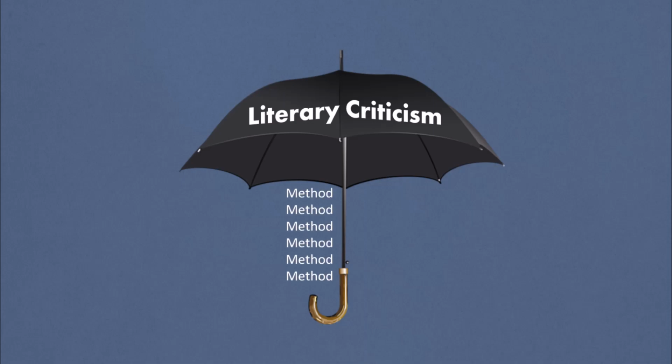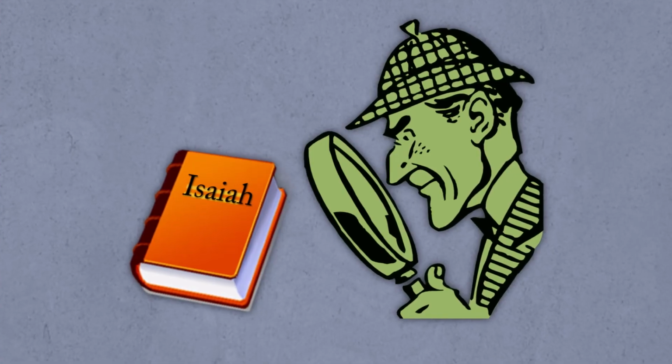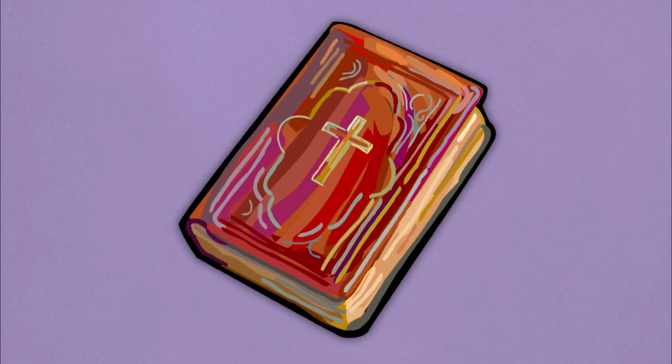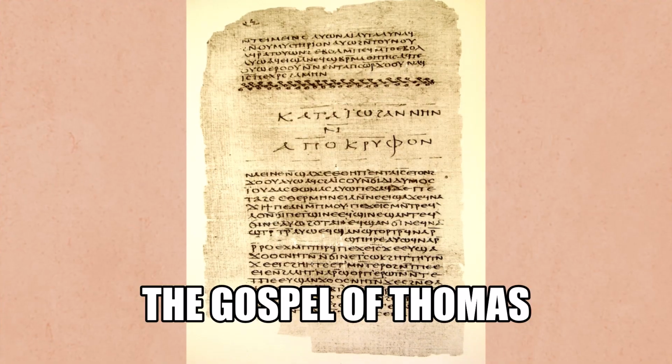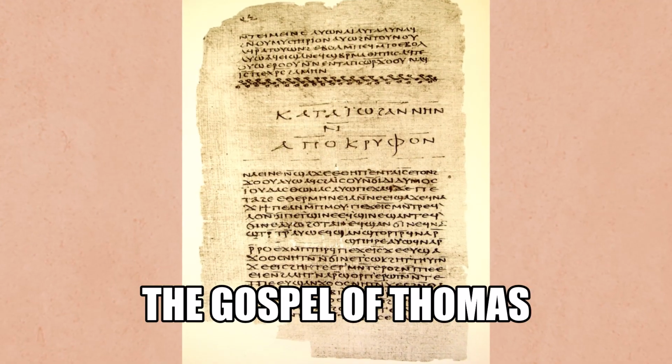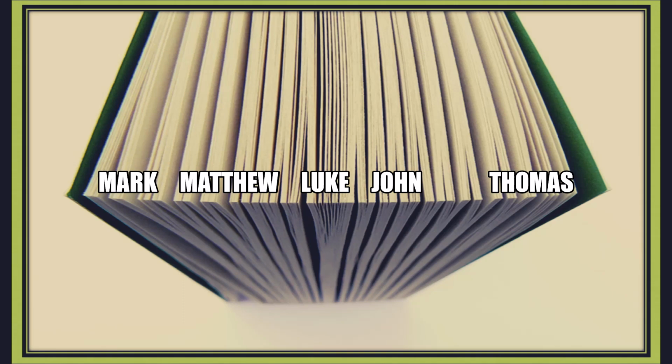Scholars use the methods of literary criticism to study texts in their final state, rather than studying the historical background of a text or its sources. This can be done with the 4 canonical Gospels, as well as the non-canonical Gospel of Thomas, since we possess the complete final texts of all 5 books.